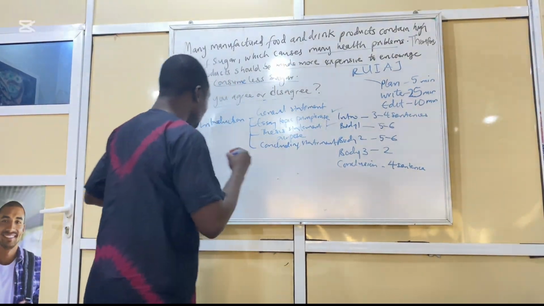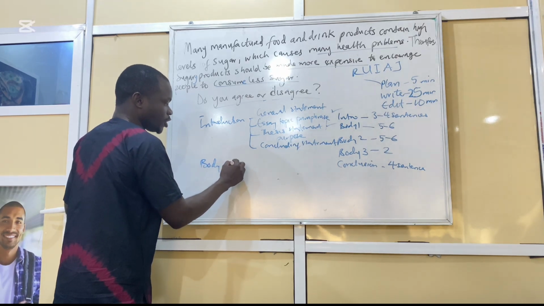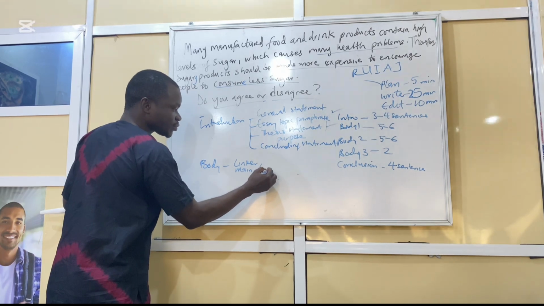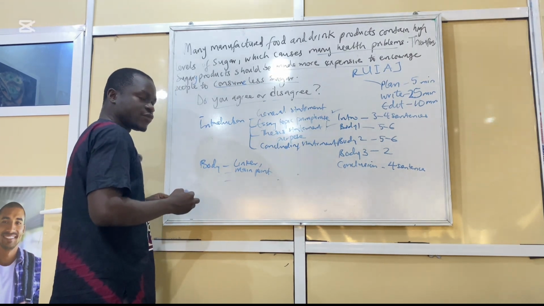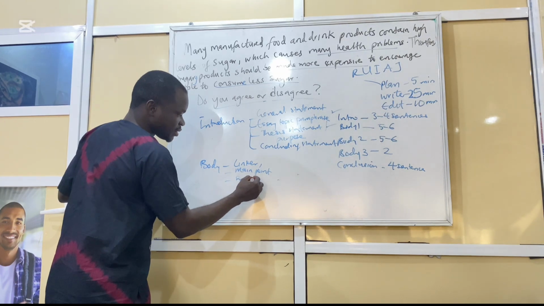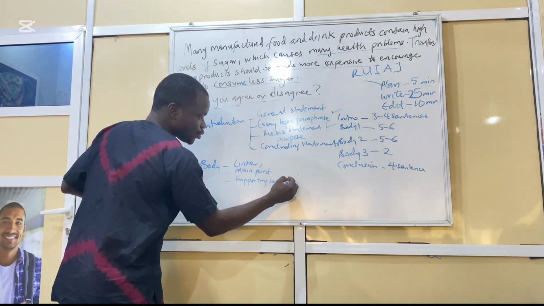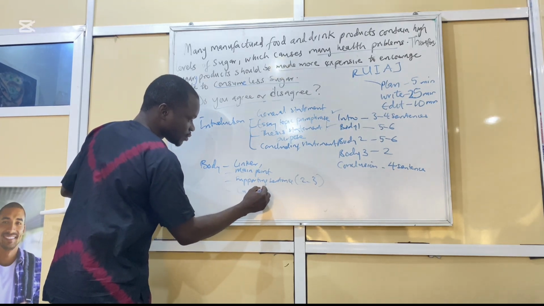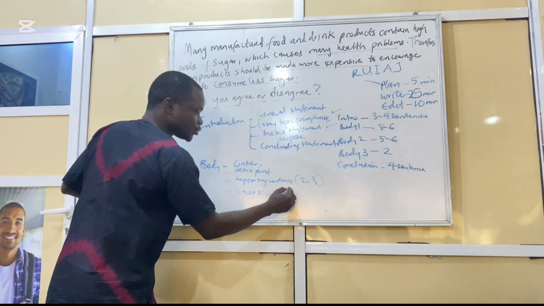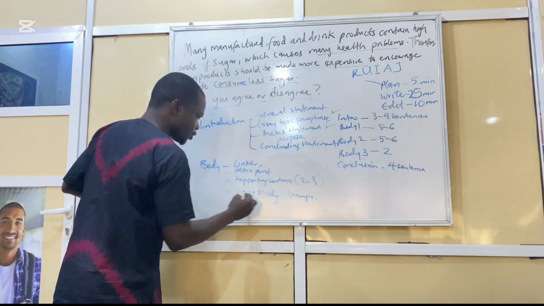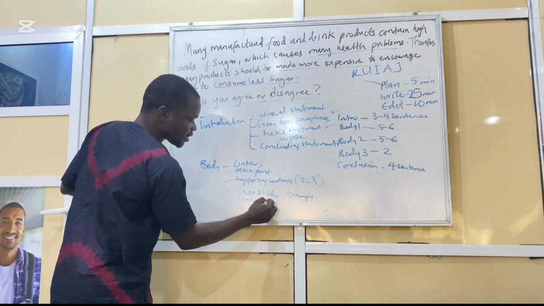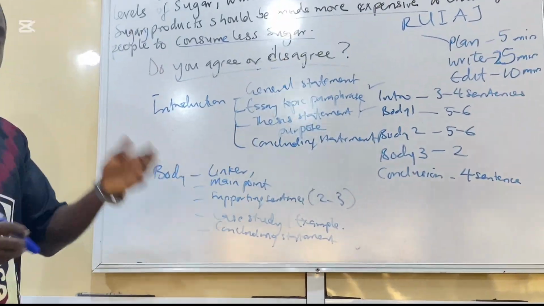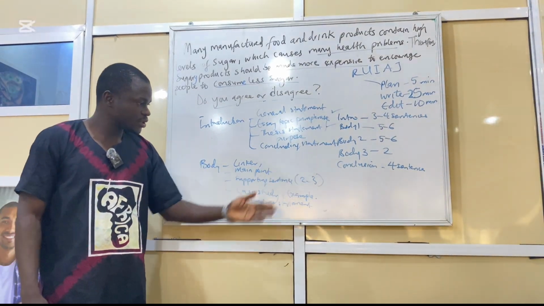So now for your body, you may want to start with a linker, then give your main point. Then after the main point, give your supporting sentences. If possible, give 2 to 3 sentences to support it. Then give a case study or example. Then if you can, write a concluding statement on it. You want to ensure that you write up to five statements here.